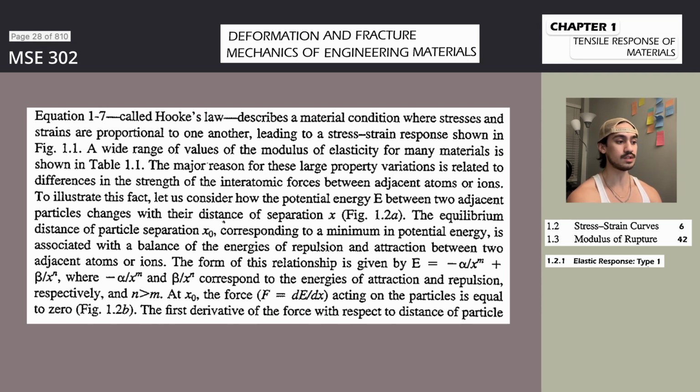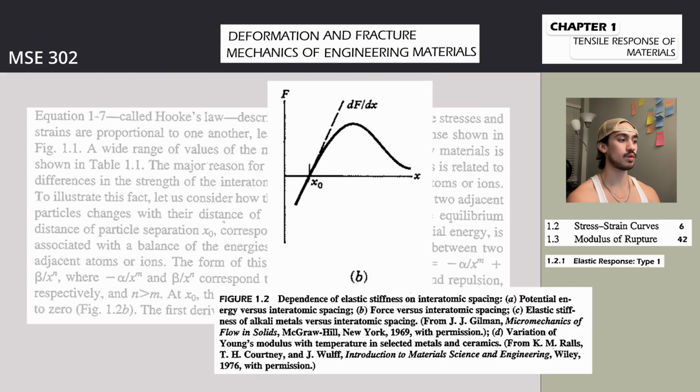The form of this relationship is given by E equals negative alpha divided by x to the power of m plus beta divided by x to the power of n, where negative alpha divided by x to the power of m and beta divided by x to the power of n correspond to the energies of attraction and repulsion, respectively, and n is greater than m. At x naught, the force acting on the particles is equal to 0, figure 1.2b.